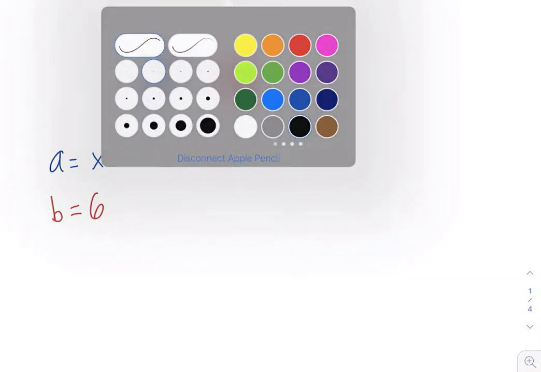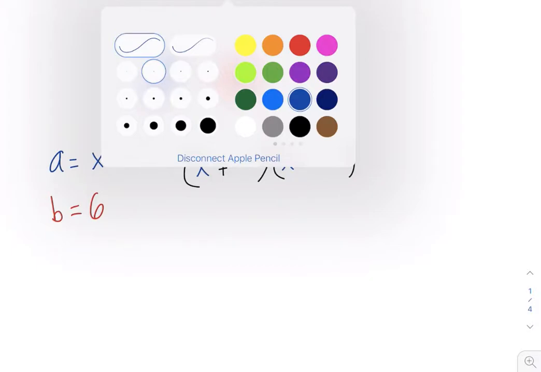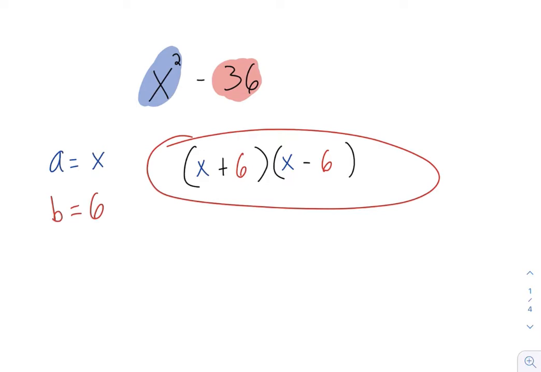All right, so then what we're going to do is create our two binomials, one with a plus, one with a minus, and you're going to put those two terms into it. So we'll start with that square root of the first term, square root of x squared, which was x. That's going to be the first term of both binomials. And then the square root of the second term, which was 6, goes in as the second in each binomial. And there you go. We have it. All right, so let's take a look at another example.